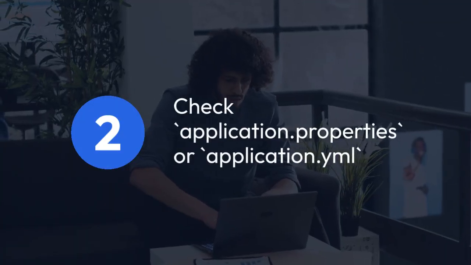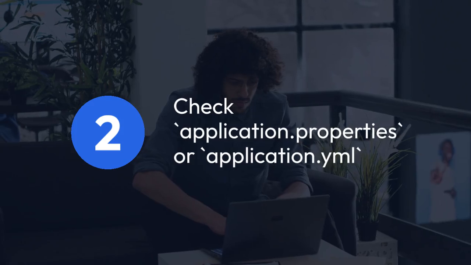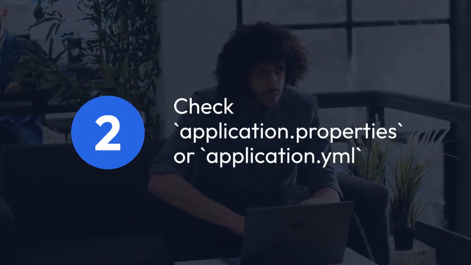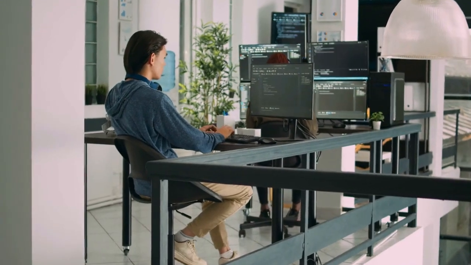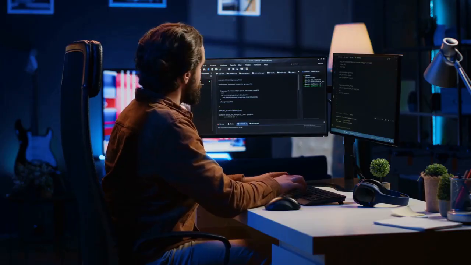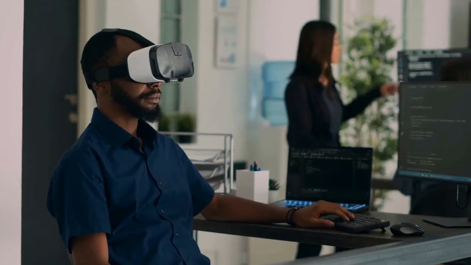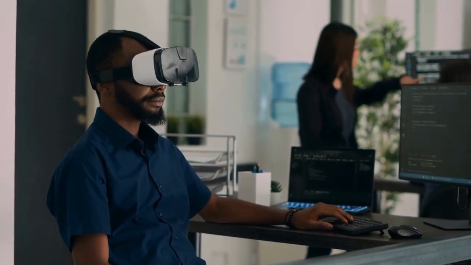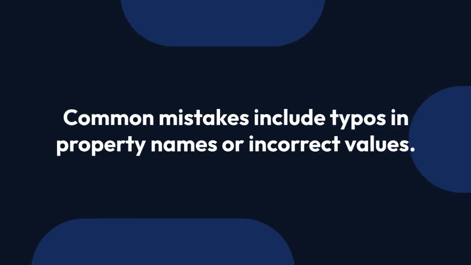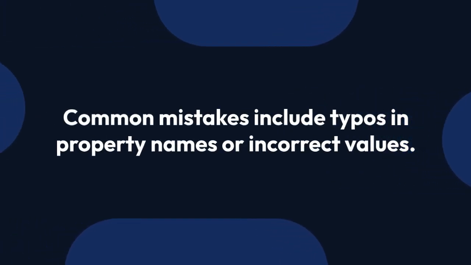2. Check application.properties or application.yml. Your configuration file needs to specify the database connection details. This includes the database URL, username, password, and dialect, which tells JPA how to communicate with your specific database. Common mistakes include typos in property names or incorrect values.